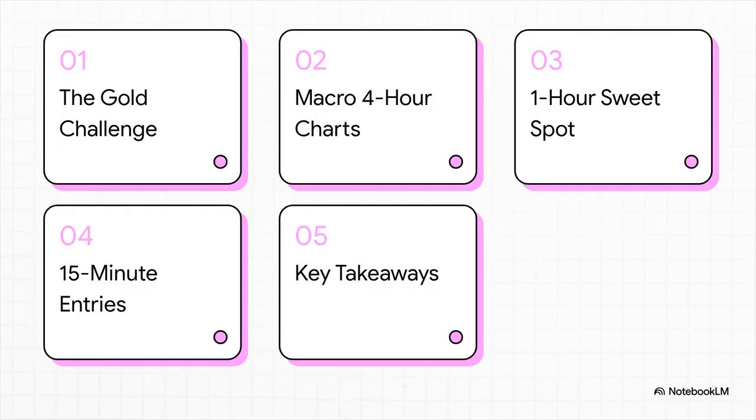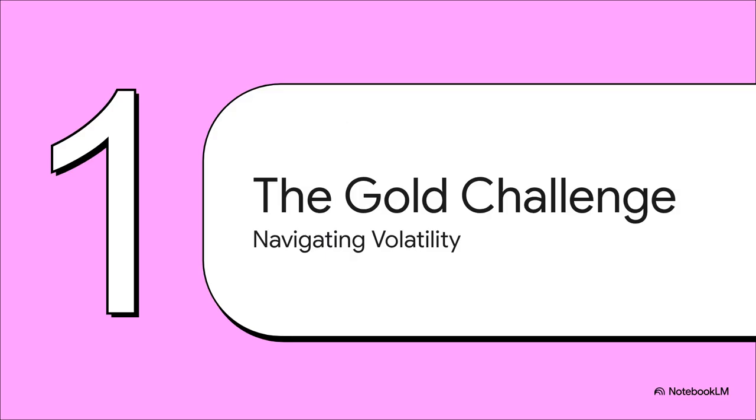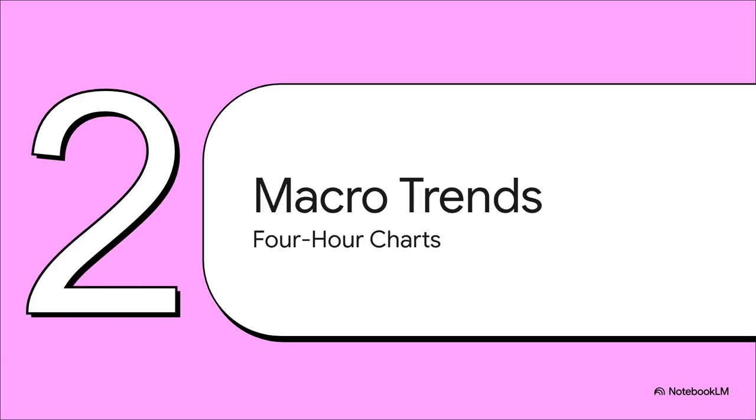So here's our game plan for today. First, we'll look at the gold trading challenge. Then we'll zoom out for macro trends on the 4-hour charts before dropping into the 1-hour sweet spot. After that, we'll look at precision entries on the 15-minute charts, and finally, we'll wrap up with our key Cobra Algo takeaways. All right, starting things off with part 1, the gold trading challenge and how we navigate all that volatility. Moving right along to part 2, let's talk macro trends on the 4-hour charts, or as I like to call it, the big picture.